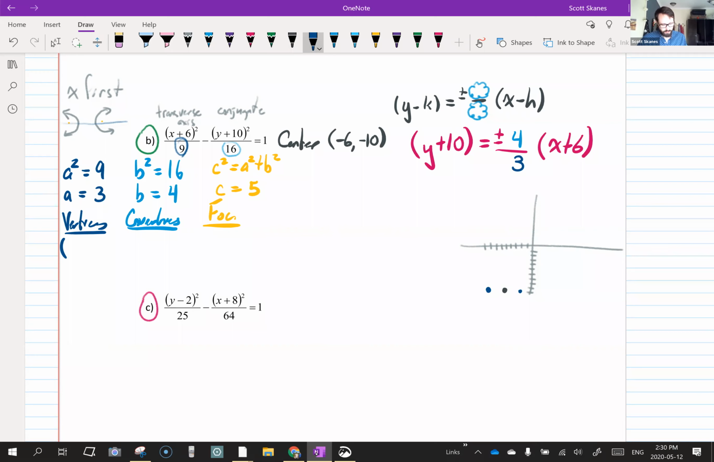The y value stays the same, but the x value changed. So what's -6 minus 3? -9, -10, and then -6 plus 3, -3, -10. So if you're not sure where they came from, I'm getting them from right here. It's tricky to see on my sketch because there's not a lot of space, but that's how you need to get these things. All right. The co-vertices are done in a similar way. The co-vertices go from the center, but in what's called the conjugate direction.